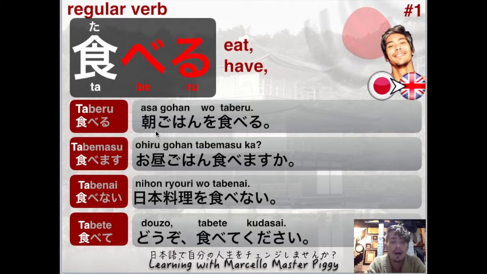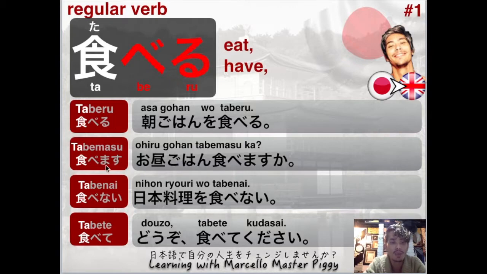For example, asa gohan wo taberu. Asa means morning, gohan means meal, and o doesn't really mean anything, and taberu, to eat. So basically it means to eat breakfast, or in this case, to have breakfast, which sounds more natural. Asa gohan wo taberu. Good. Remember that the jishoke is also the way that we talk to friends, it is not a polite way.